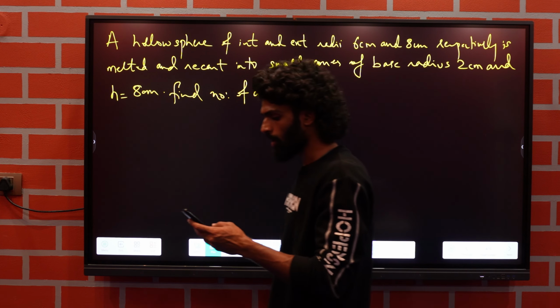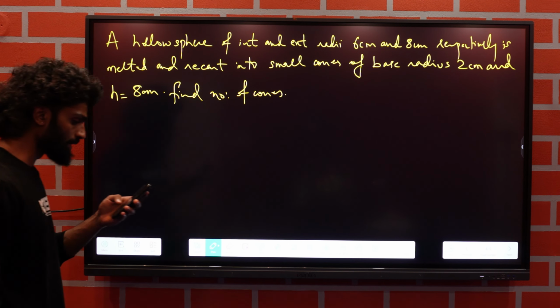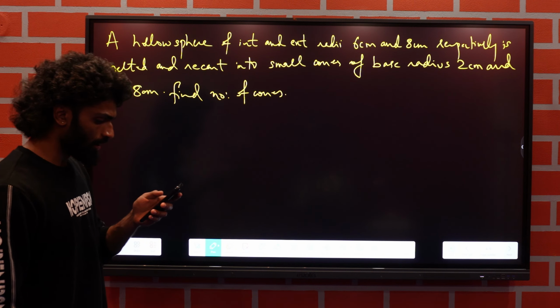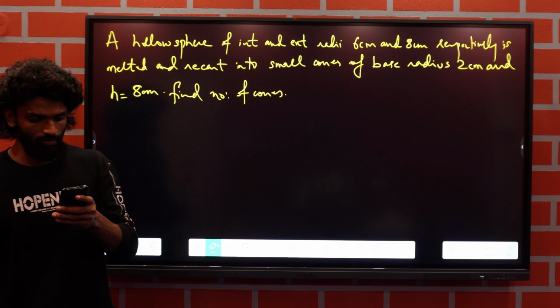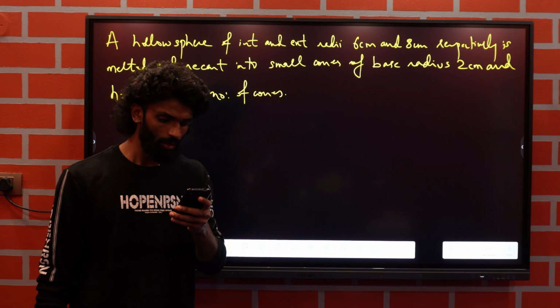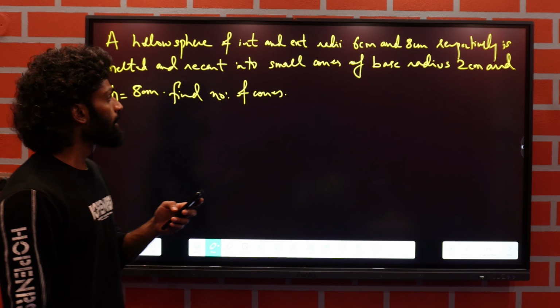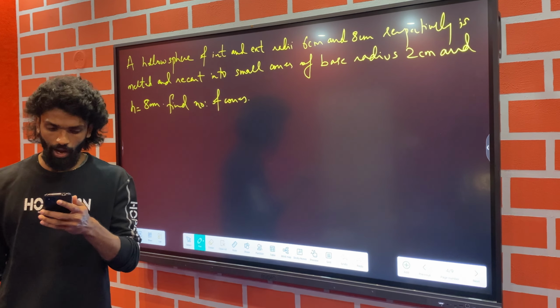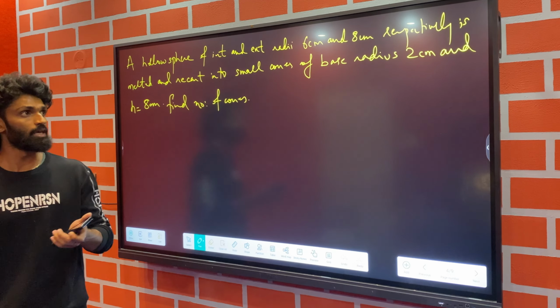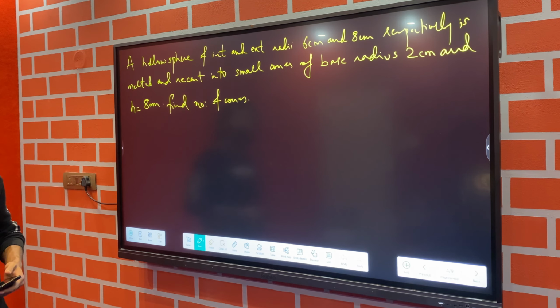Okay, but they're talking about a hollow sphere of internal and external radius. This is obviously important because a hollow sphere is involved. Wherever the word hollow is there, you're supposed to keep one thing in mind: there'll be two things being involved. So 4 by 3 pi R cube minus r cube will be the formula. Careful with that. Fine, we'll solve this.